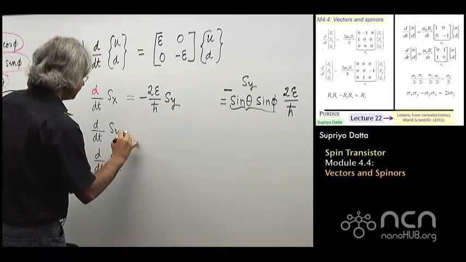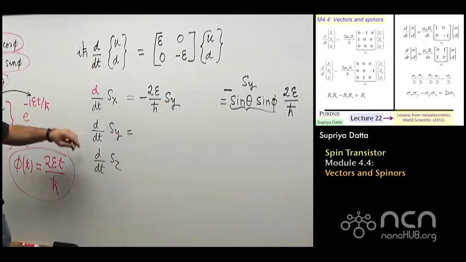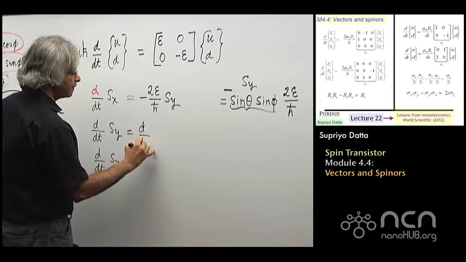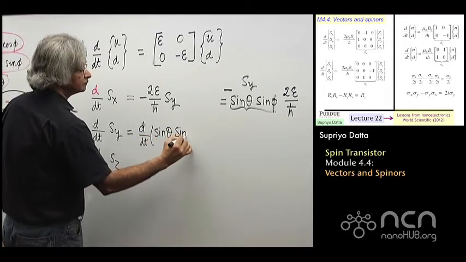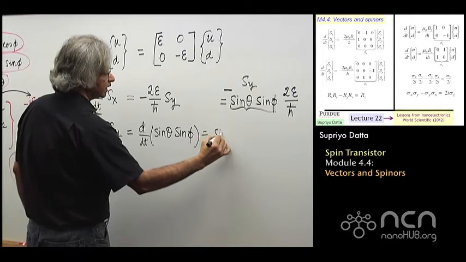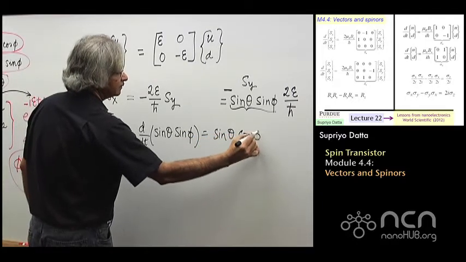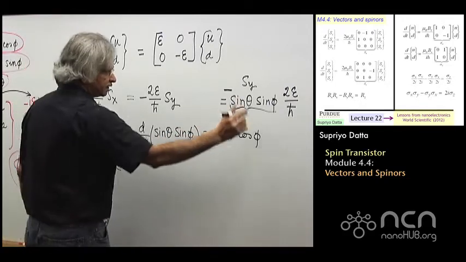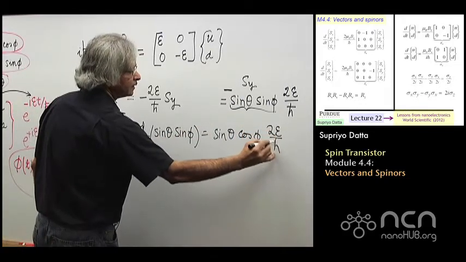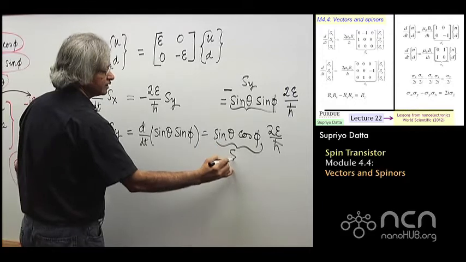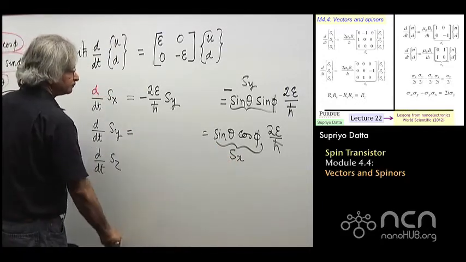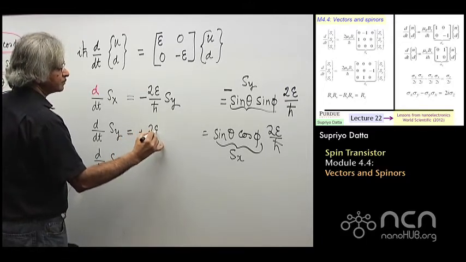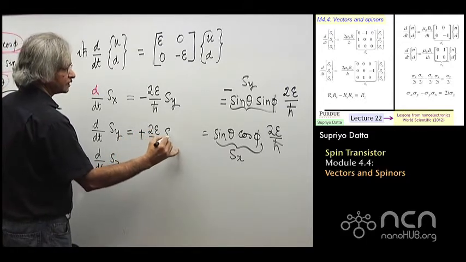Similarly, if I look at the time derivative of the y component, I could say, well, that's d dt of sine theta sine phi, which is sine theta cosine phi times d phi dt, which again is 2 epsilon over h bar. And sine theta cosine phi is just Sx. So once again, I could pull that out here and write it as plus 2 epsilon over h bar Sx.